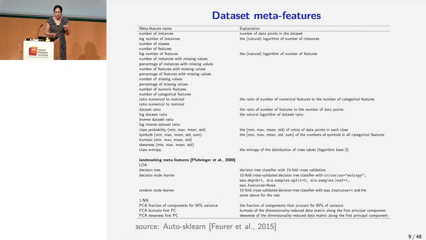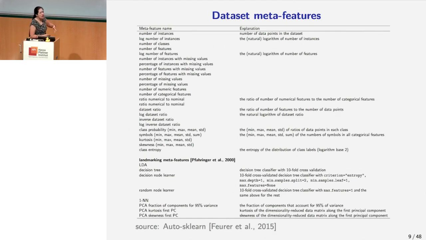Okay, so data set meta features. How do we learn from meta features? So here's a list of the meta features in an early version of AutoSKLearn from 2015. It's a lot of meta features. Actually, it can take a while to compute all these meta features, is what we found.